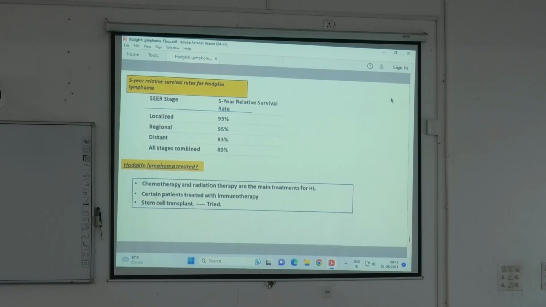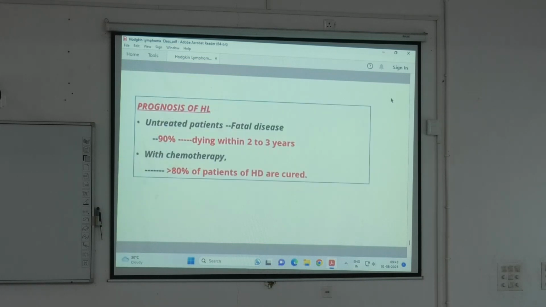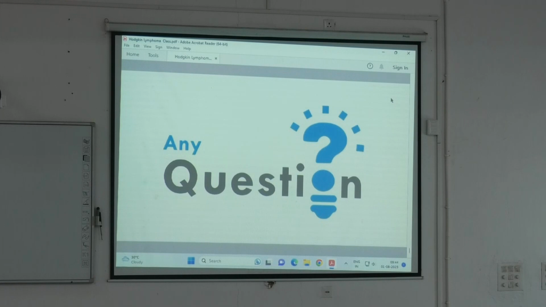Now the treatment. Hodgkin lymphoma is treated with chemotherapy and radiotherapy. For certain patients, targeted therapy is being tried, that is immunotherapy based on the immunophenotype. In very few cases, bone marrow transplantation, that is stem cell transplantation, has also been started experimentally. And the prognosis in a nutshell: 90% will die within 2 to 3 years without treatment, and more than 80% will survive with treatment. So this is today's lecture. Now you can ask any questions.